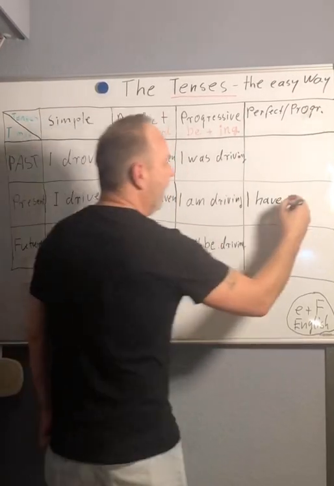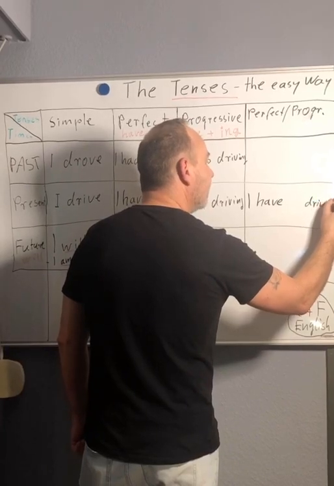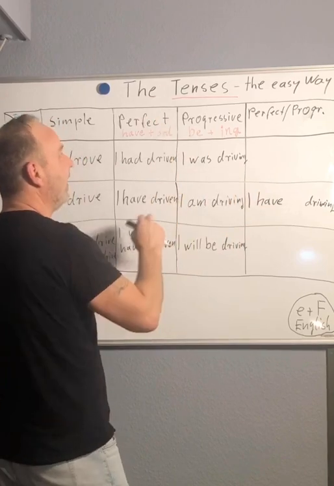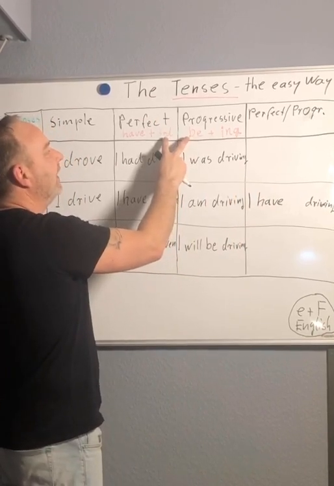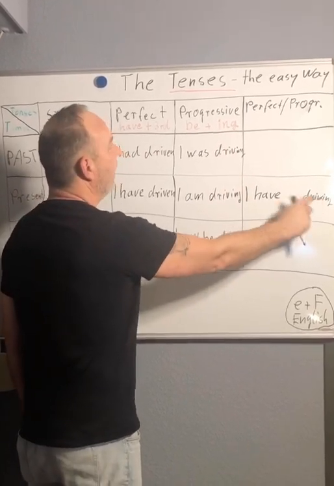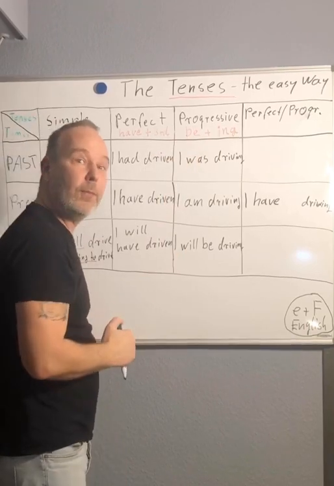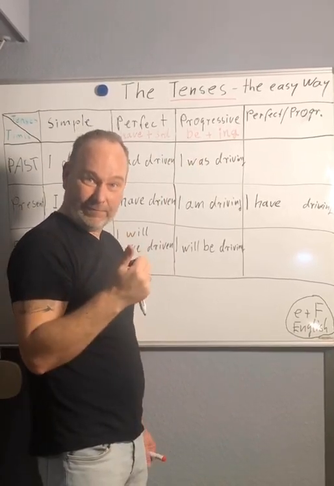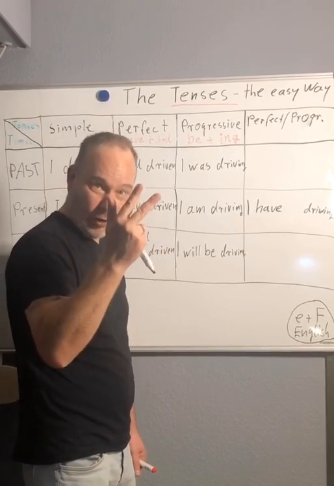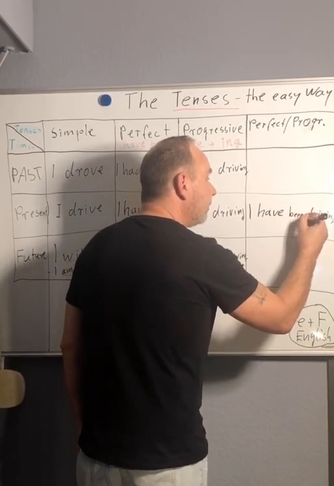Let's do it this way. There's the driving from the progressive. I have, yeah. All we need now is these two together. We have the have, we have the ing, and we need the third form of the verb to be. I am, I was, I have been. The third form, okay? I have been driving.